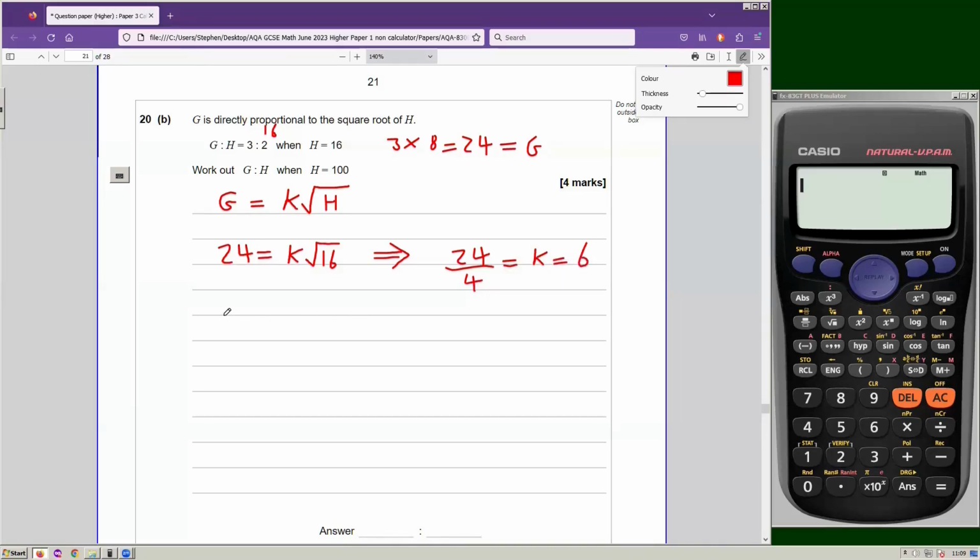Okay. Next thing is work out G when h equals 100. 6 root 100. So G equals 60. So that's 60 for the value of h, which is 100. Is that right? Yes, it is. We can take off some zeros. And we can have that as well. We can go 3 to 5.